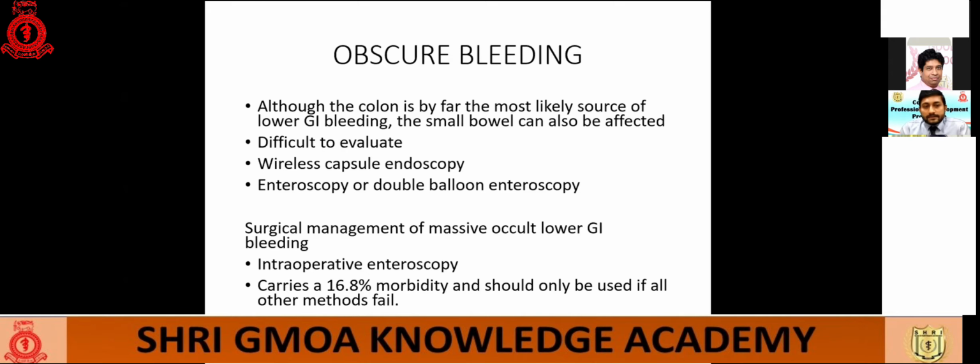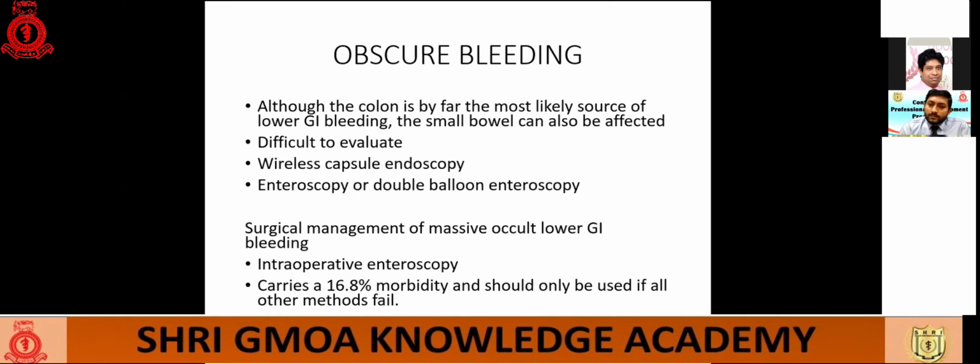So a bit about obscure bleeding. Obscure bleeding is defined as when you have done a lower GI and upper GI, but still you can't find a cause. The area that is difficult to assess is the small bowel. So how are we going to assess the small bowel? You can use wireless capsule endoscopy, and you can do double balloon enteroscopy. Now the capsule endoscopy is gaining more popularity over double balloon enteroscopy because it's difficult to perform.